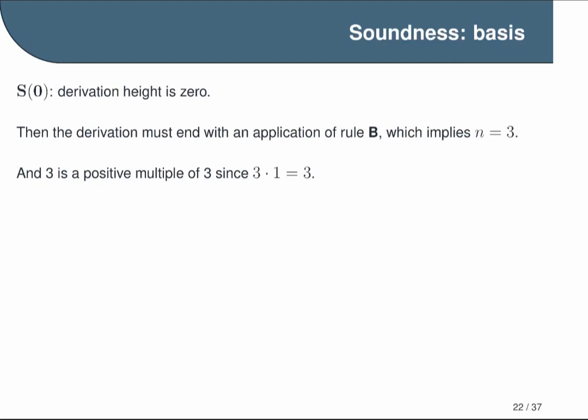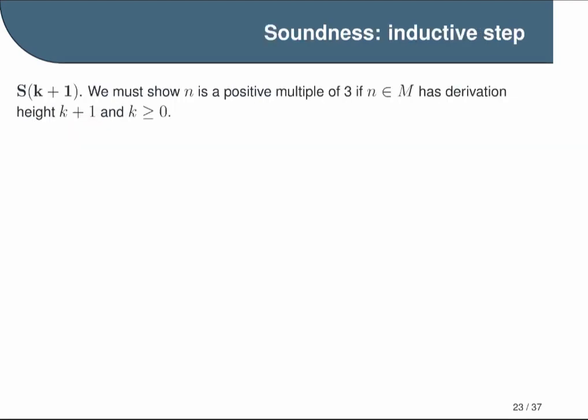So 3 is a positive multiple of 3, clearly, since 3 times 1 is 3. So that establishes our base case. So all that remains then is to establish our inductive step, which admittedly is a little more complicated, but since we set it up, it's not that bad.